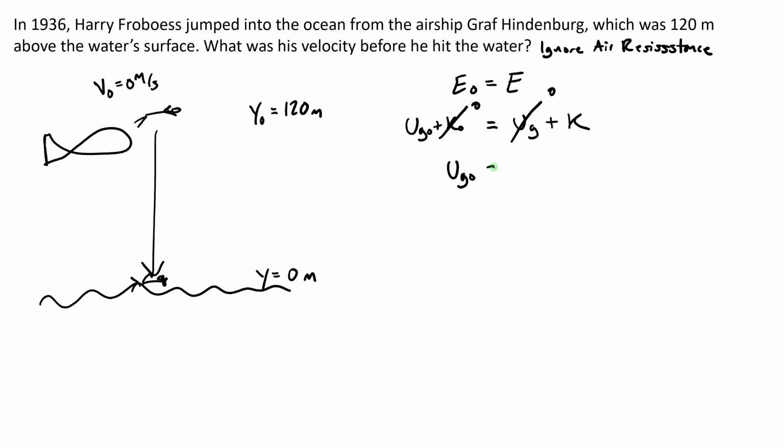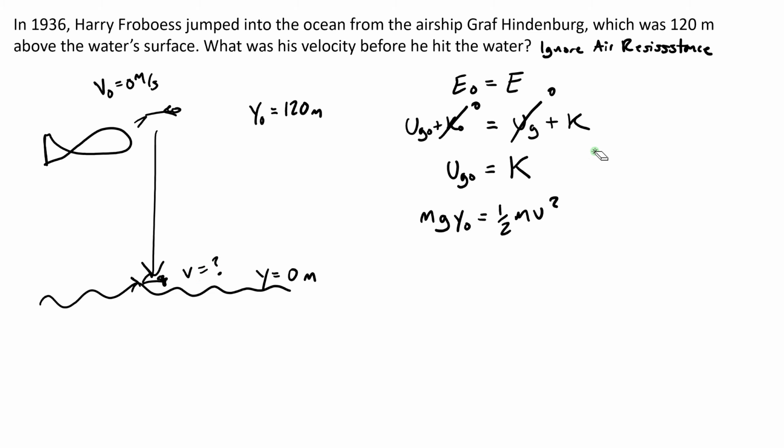Or the potential energy that he has in the beginning is going to turn into all kinetic energy at the end. Well, I don't know how to calculate the potential energy in the beginning because I don't know his mass, and I need to know the mass to get a number. Well, let's plug in our equations first before we go number crazy. So U0 is really mg y naught. And K is really 1/2 m v squared, where that v is what we want to find, right? That's his velocity that he has right before he hits the water.